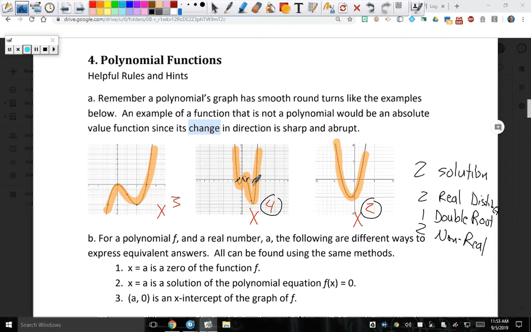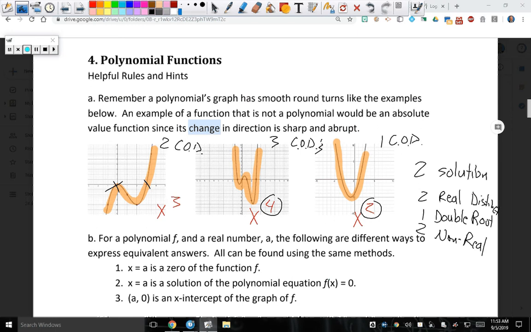And how many changes of direction? It's always one less than that degree. So there are 3 changes of direction. And then just 1 change of direction for the quadratic. X to the 3rd has 2 changes of direction, and there are 3 roots. Look, 1, 2, 3. There's the double root.